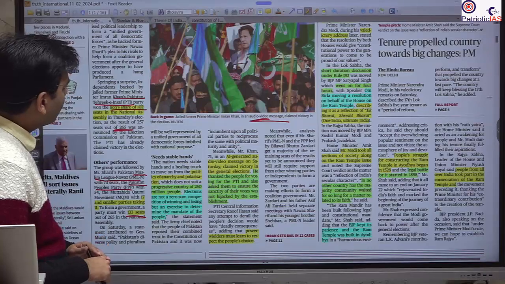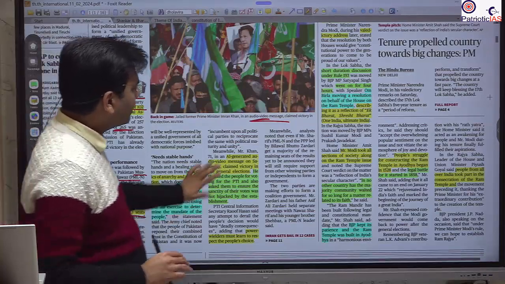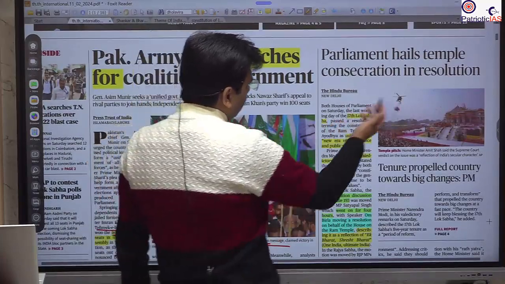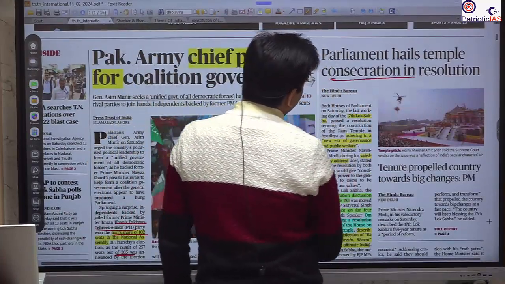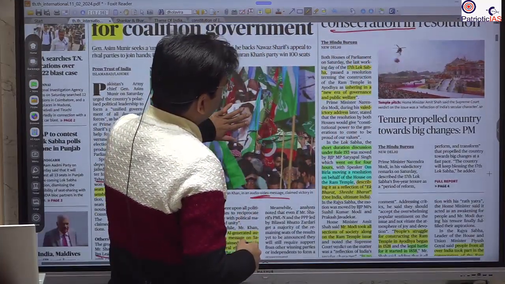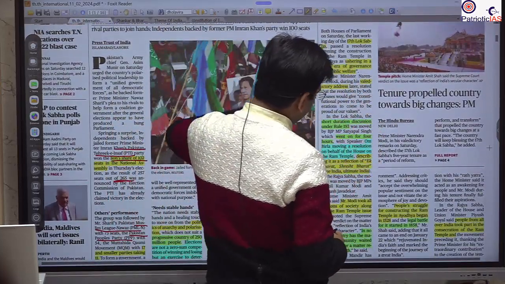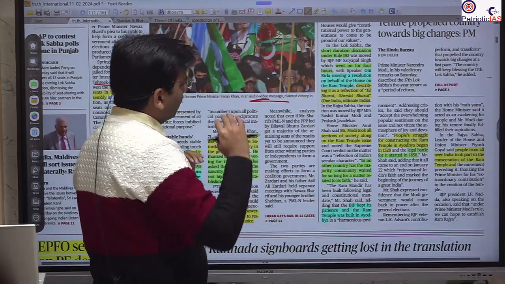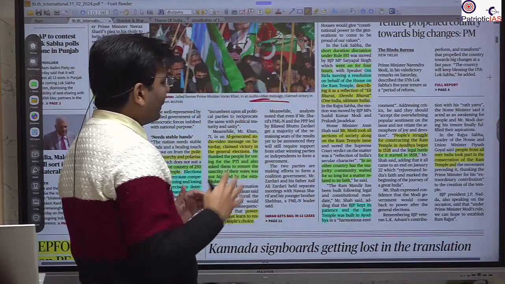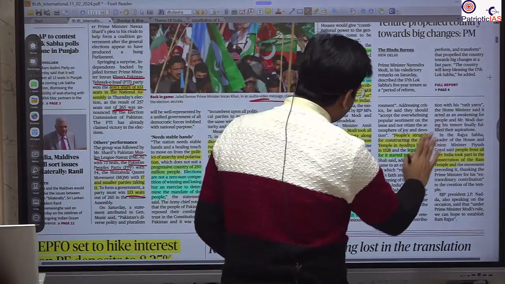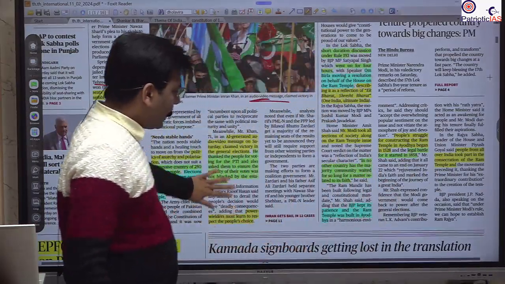They try to remain in power despite whatever the condition they are going to achieve. After that, you should know in the Parliament there has been the resolution of the consecration of the Ram temple, and it has been considered that this is the biggest, highest thing that we have achieved till now. This is the historic thing to make this Ram temple as per the government.